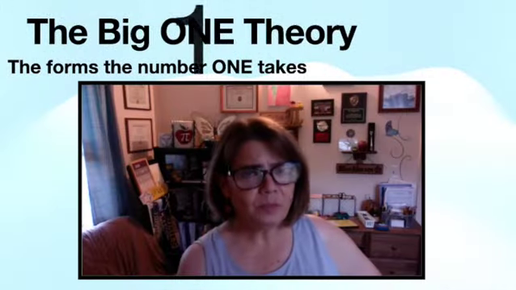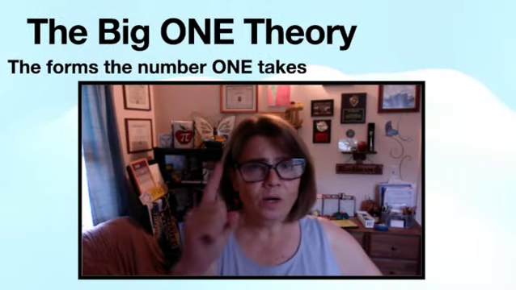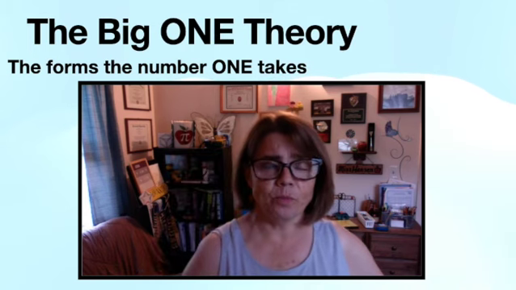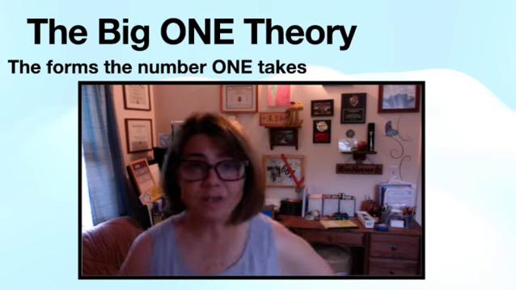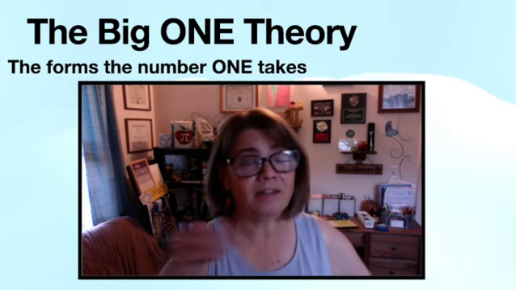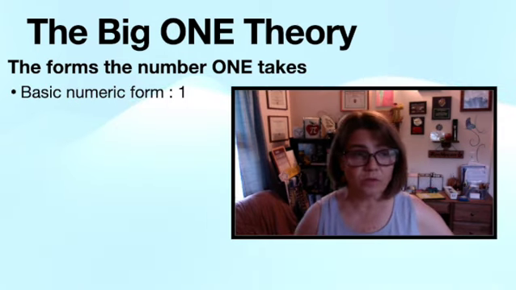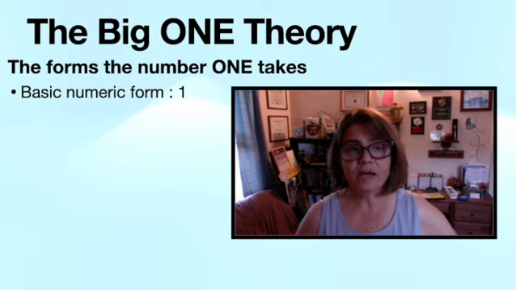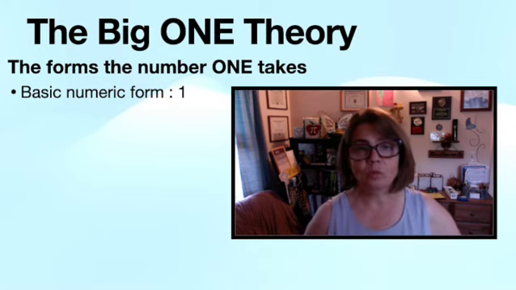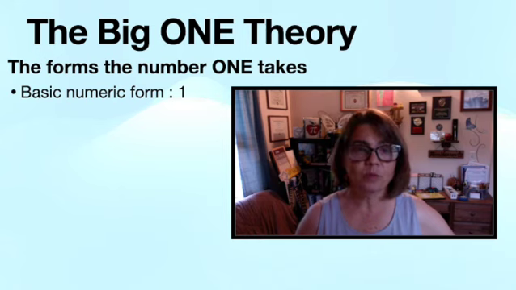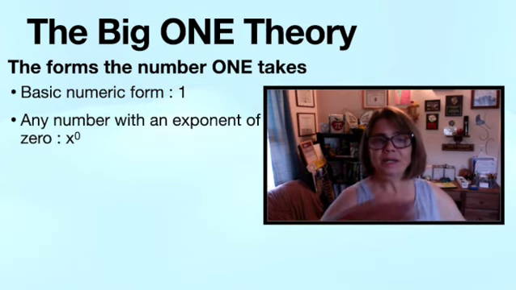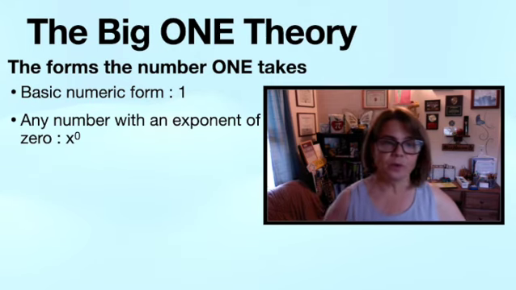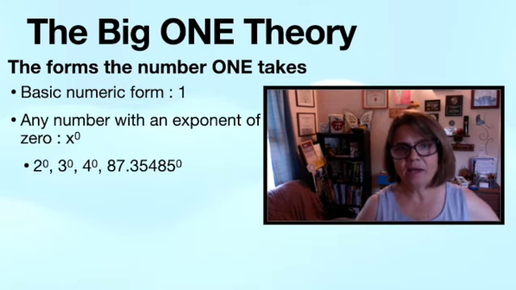So to understand the Big One Theory, you have to understand that 1 comes in a lot of different forms. When I was teaching, I would tell my students that the number 1 is like a big spy because it can disguise himself as all sorts of other things. You obviously have the basic numeral 1, and that's what most people think of when they think of 1. But 1 can also be any number with an exponent of 0. And I've gone over that in other videos.